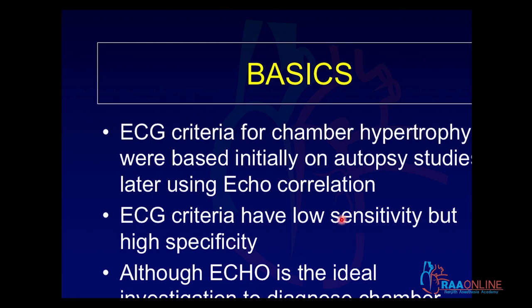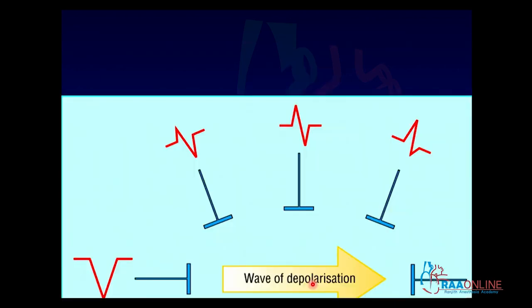You understand that? So high specificity means when the particular criteria for a ventricular enlargement are present, 90% of the time ventricular enlargement is present. When the ECG shows LVH, the LVH is there 90% of the time. That's what it tells you, it's high specificity. But a normal ECG does not rule out LVH. That's what it tells you, the low sensitivity. So that's what we mean by high specificity and low sensitivity. So the ECG becomes a poor man's test to suspect a ventricular enlargement.